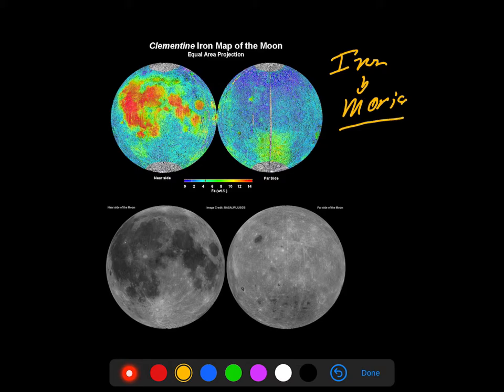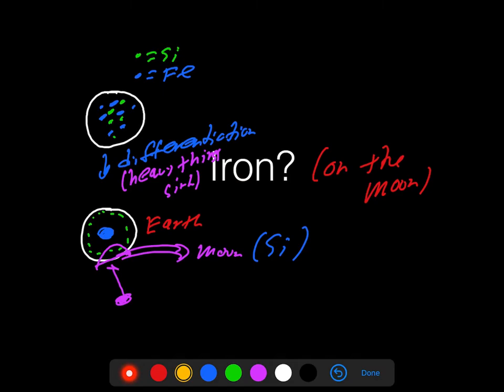Now, why would that happen? Well, as we said, let me go back a couple of slides here. As we said, we think that if iron made it to a planet or a moon, then the iron would be very deep because it differentiated. Well, how does the iron, which is really deep, get up to the surface?